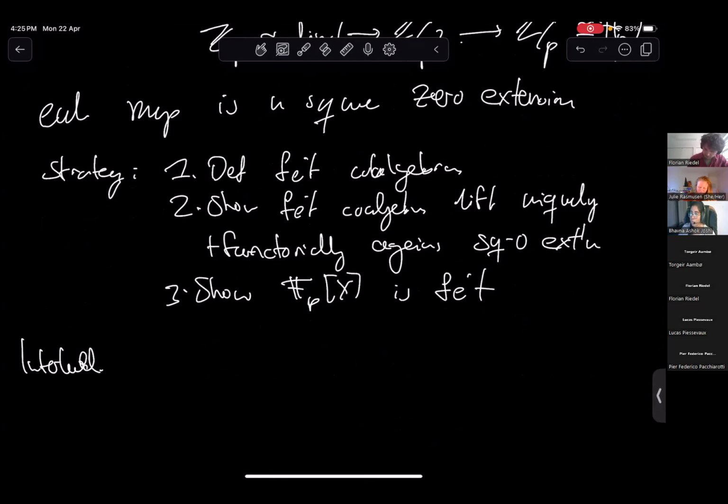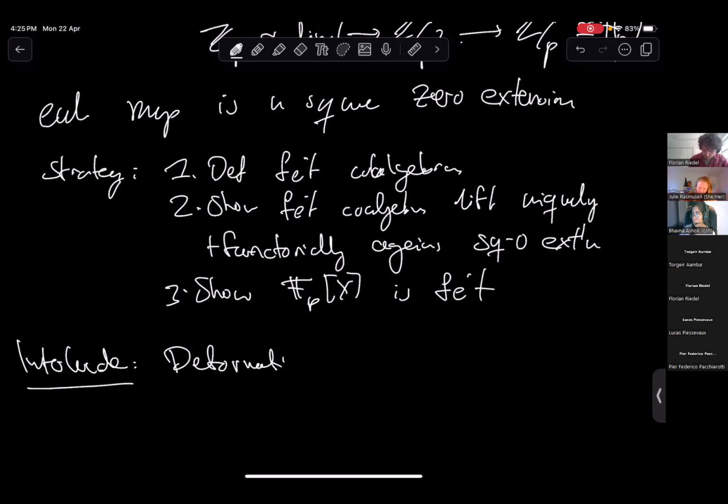That just does not say interlude at all. It still doesn't, but a little interlude on deformation theory.